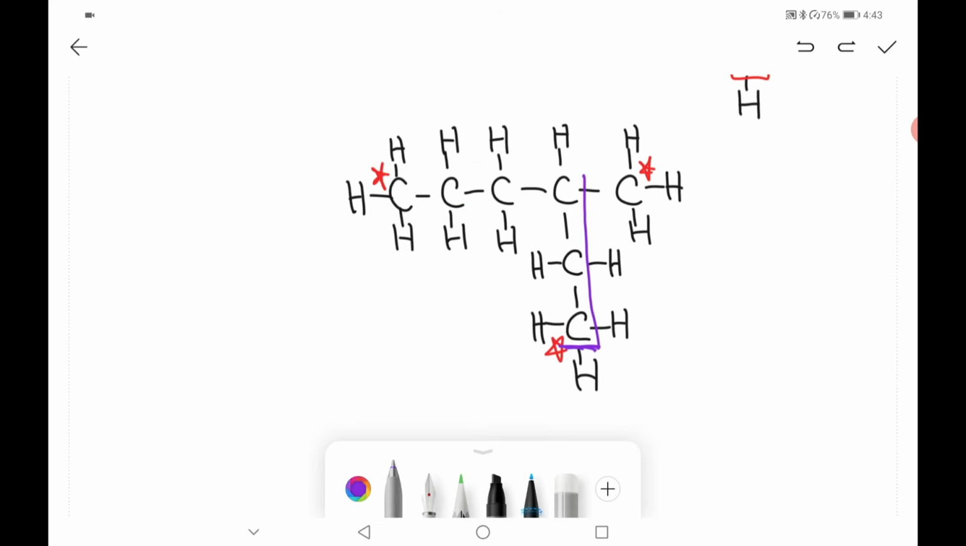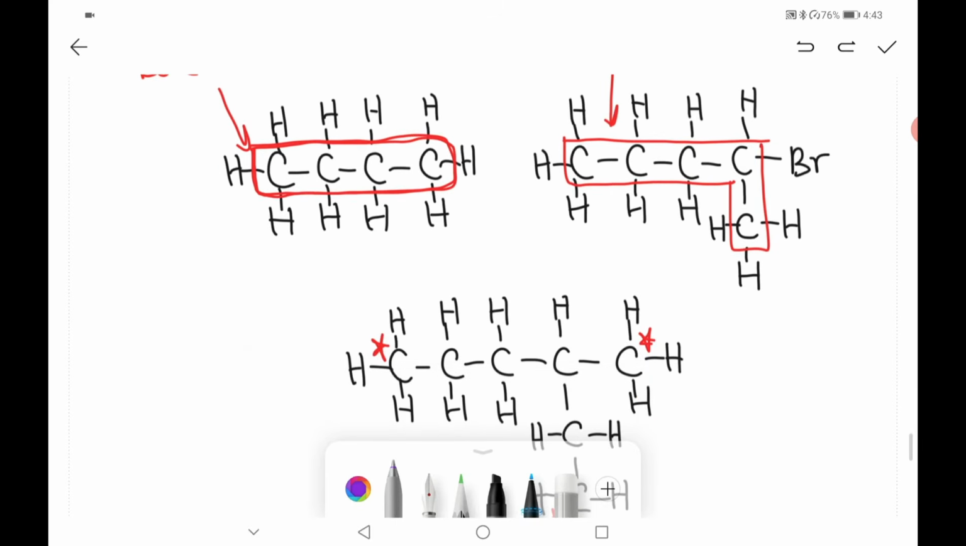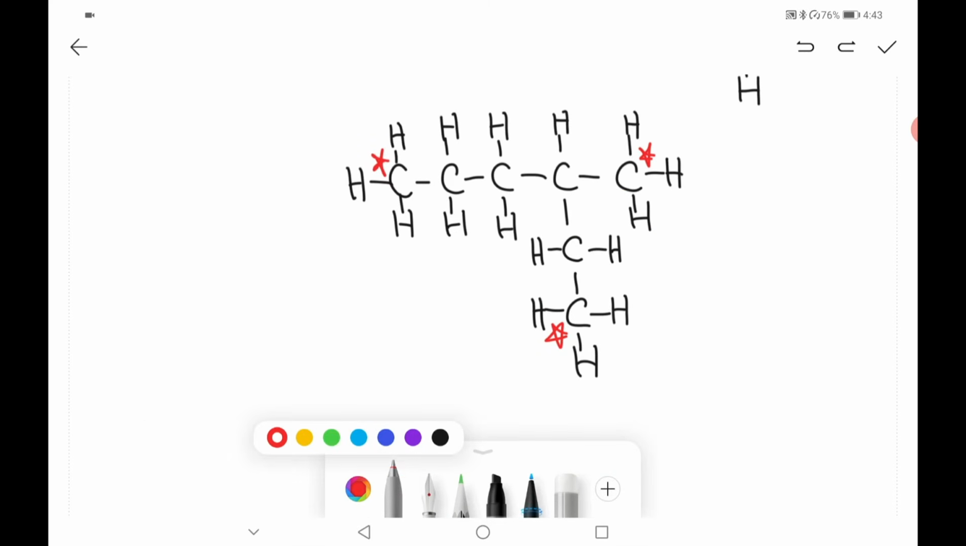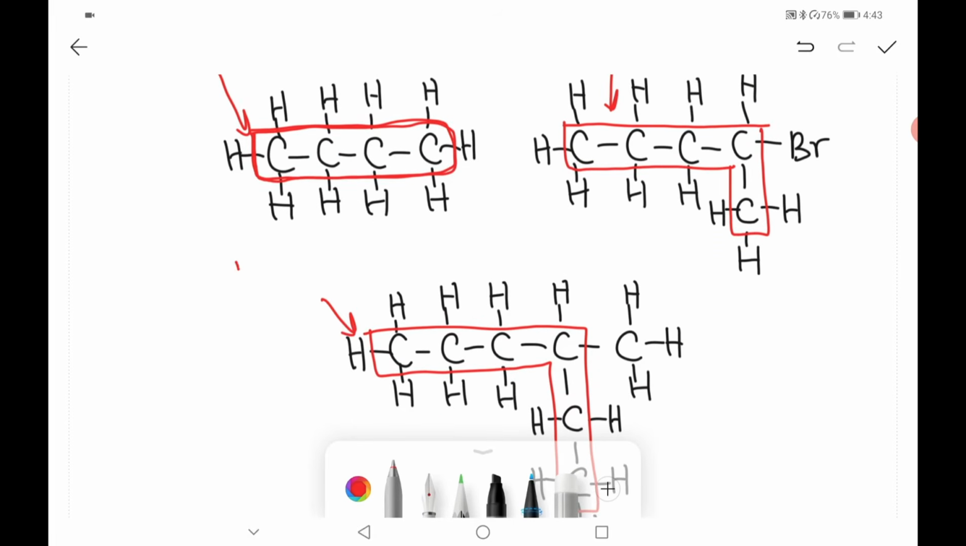That's why I say it's trial and error. You try to go here, 5 carbon. You try to go here, 6 carbon. You try to go here, 4 carbon. So it's all about trial and error. You will go for the longest one, the longest and continuous one. In this diagram, the longest and continuous is here, 6 carbon. So this 6 carbon is your backbone, the longest backbone.